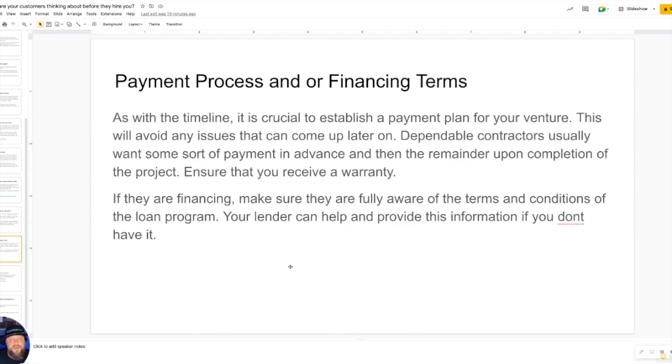Payment processing or finance term. As far as the timeline, of course, it's crucial to establish payment in your venture. Whether you're doing draw schedules or offering financing through unsecured loans, make sure that your customers are aware of the terms and the conditions of the loan program, right?